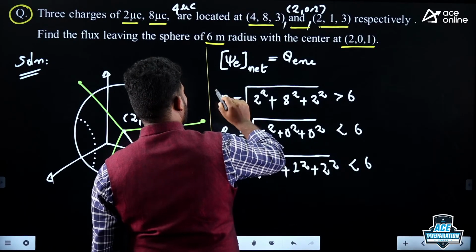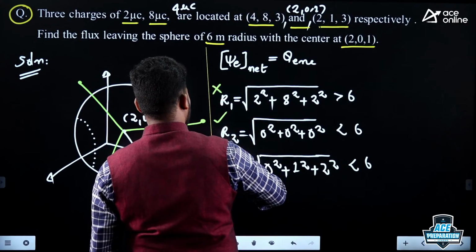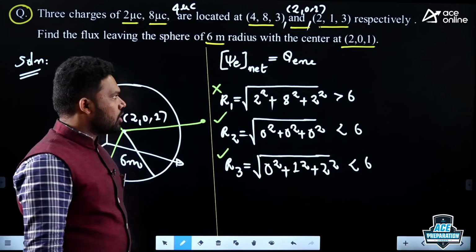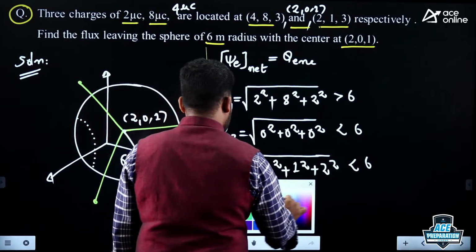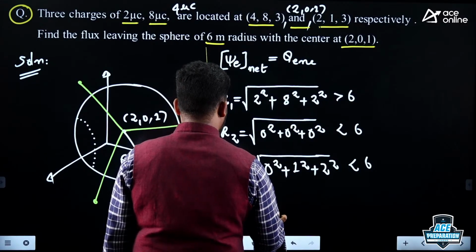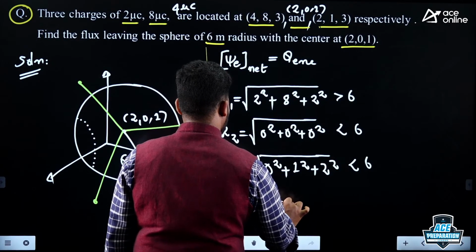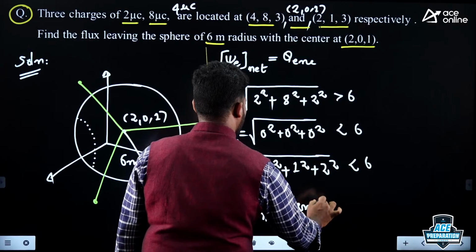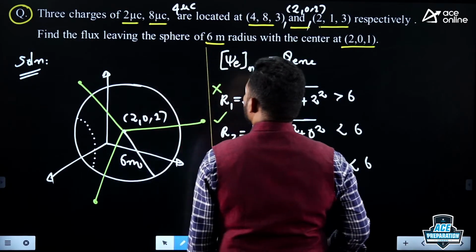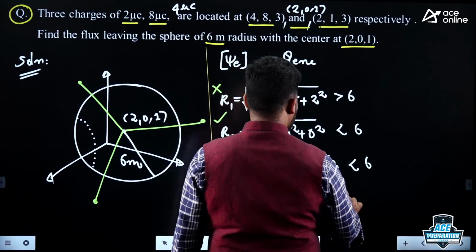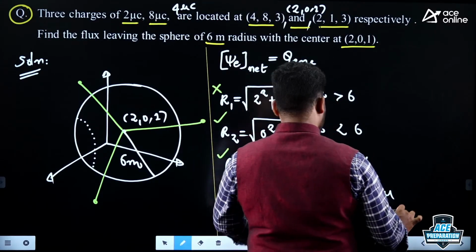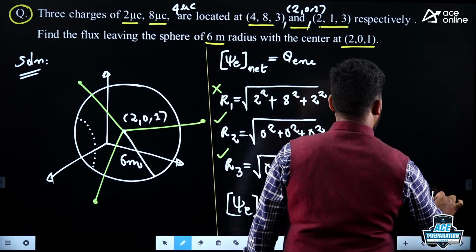Now here, you have to discard this one. You need to consider the second one and the third one. The second charge and third charge are inside. Net electric flux is equal to charge enclosed. This is second and third, that is 8 microcoulombs plus 4 microcoulombs, which is equal to 12 microcoulombs. That is the answer.